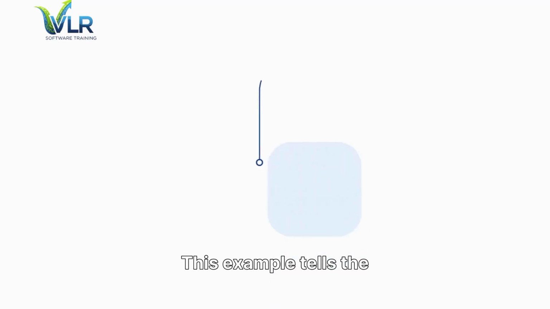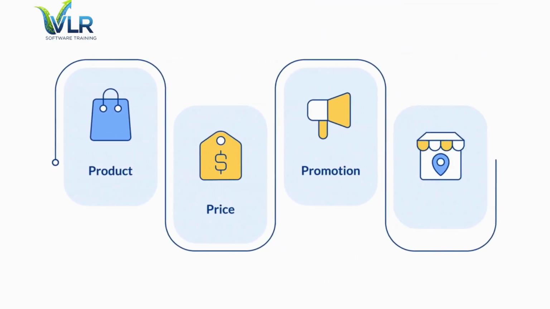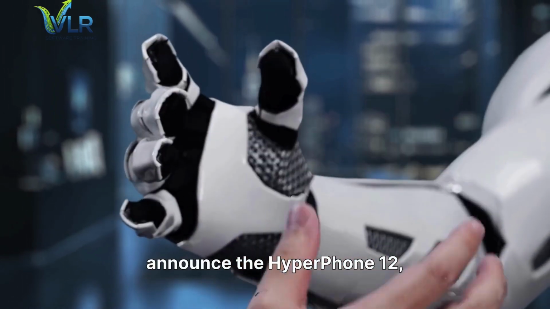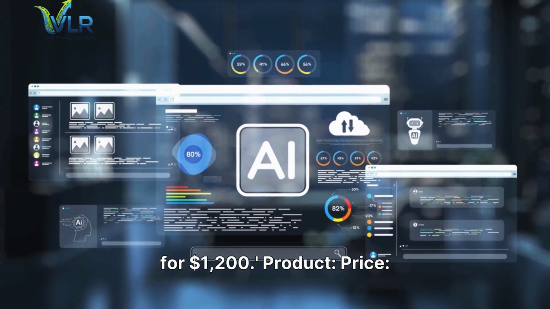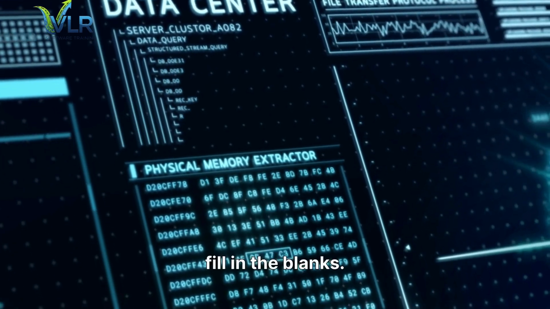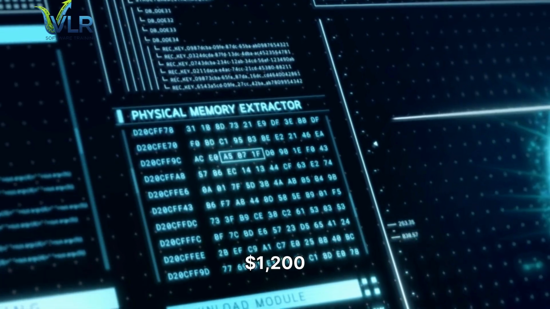See, this example tells the AI exactly how to label the data, product and price. Now, you give it your new text. Text: we are excited to announce the HyperPhone 12, which will be available for $1,200. Product: price: The AI will follow your template perfectly and fill in the blanks. Product: HyperPhone 12, price: $1,200.